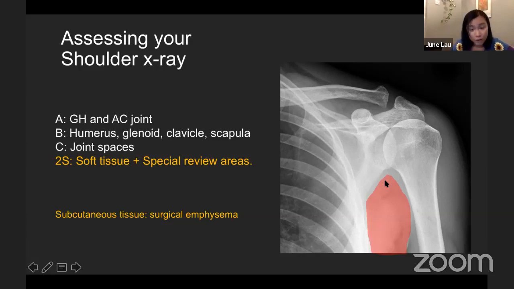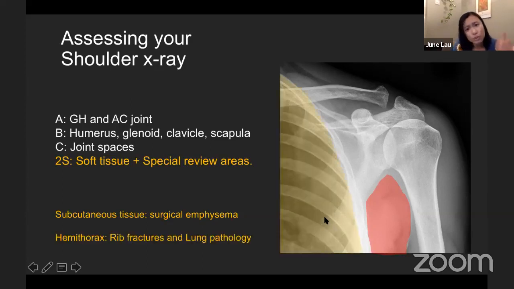And speaking of rib fractures, you've also got a whole other section of your shoulder x-ray that's included. So make sure you look at your thorax. Make sure you're not missing any displaced rib fractures, you're not missing any huge honking lung tumors or a pneumothorax. And that's the main review areas of a shoulder x-ray.